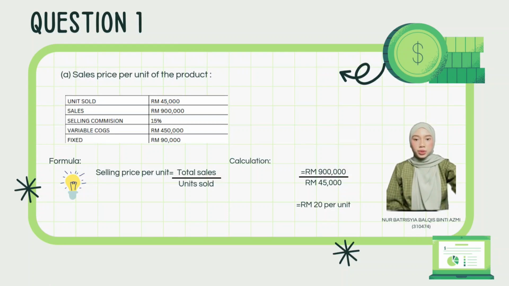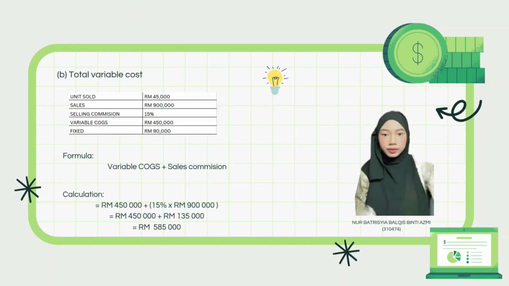The formula used to calculate the sale price per unit is sale price per unit equals total sales divided by units sold. So, we divide 900,000 by 45,000 units. 900,000 divided by 45,000 equals 20 per unit. Therefore, the sales price per unit of the product is 20. This is the answer for question 1 part A.